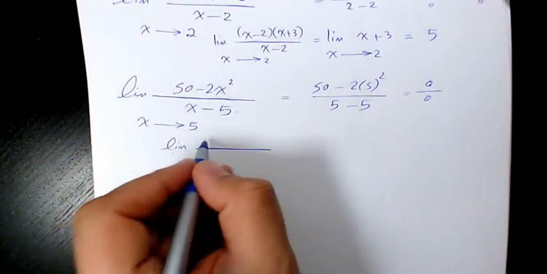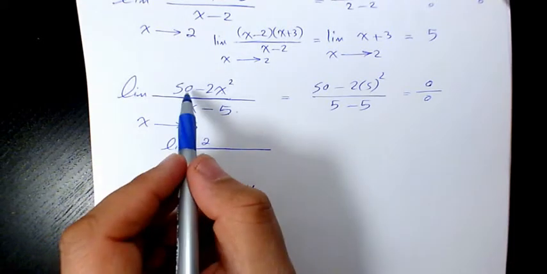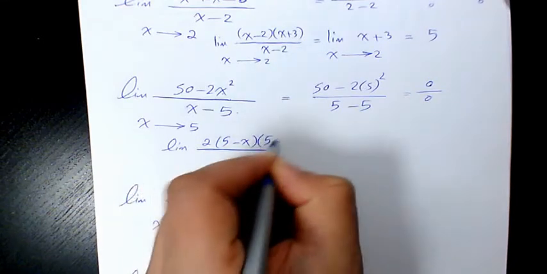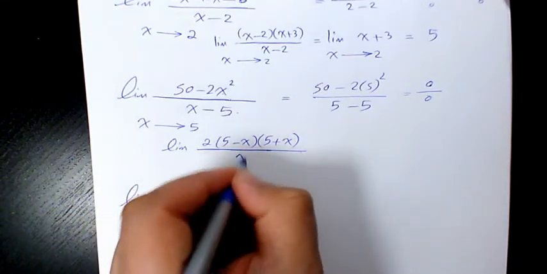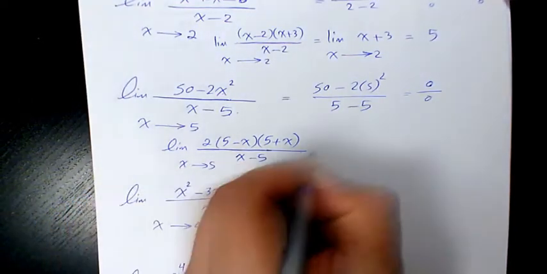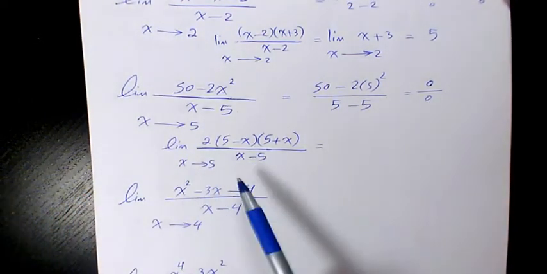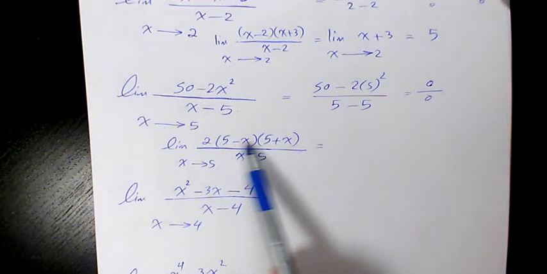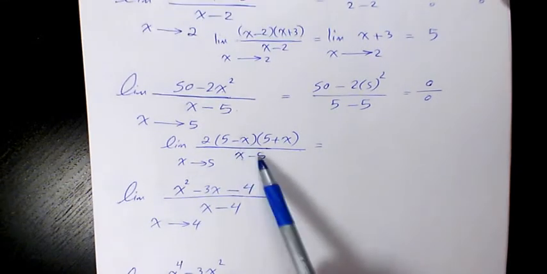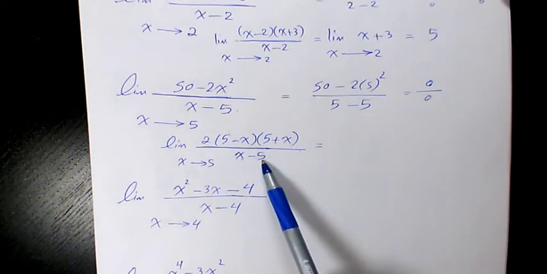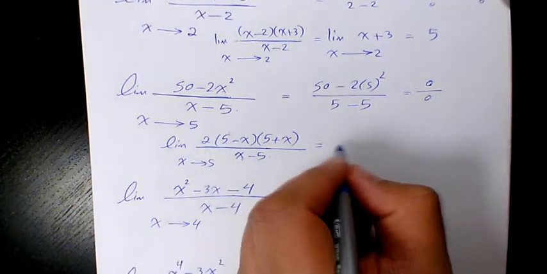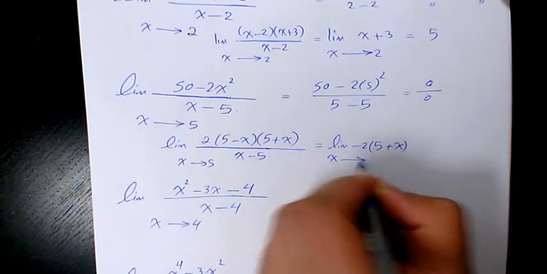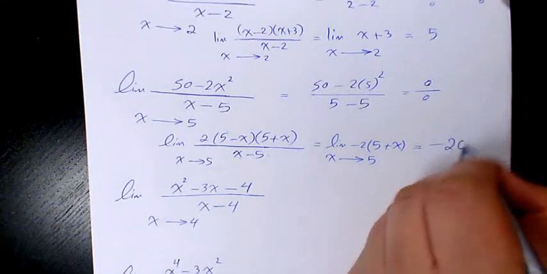factor it. I can factor 2 out, and then we end up having 25 minus x squared, which is 5 minus x times 5 plus x, over x minus 5 when x approaches 5. As you see, here we have x minus 5 and here we have 5 minus x. 5 minus x divided by x minus 5 is going to be negative 1. So instead of these two terms, I can write negative 1, times 2 is negative 2. So it's going to be limit of negative 2 times 5 plus x when x approaches 5. That's going to be negative 20.